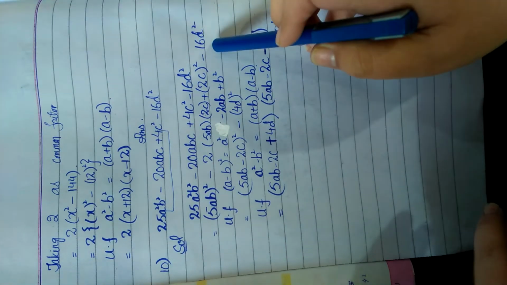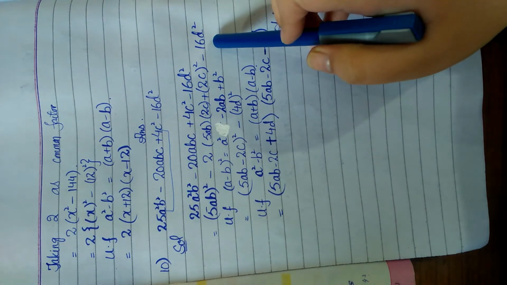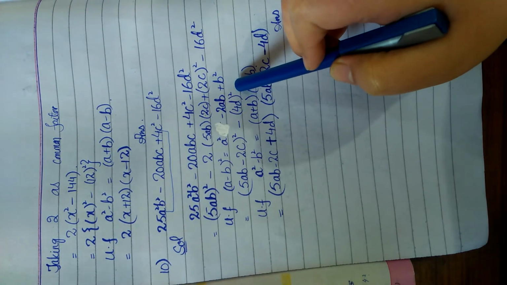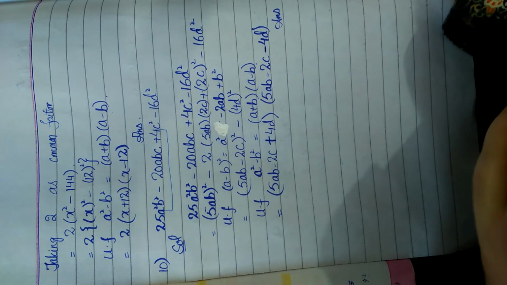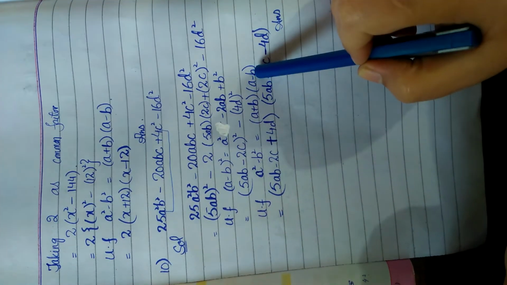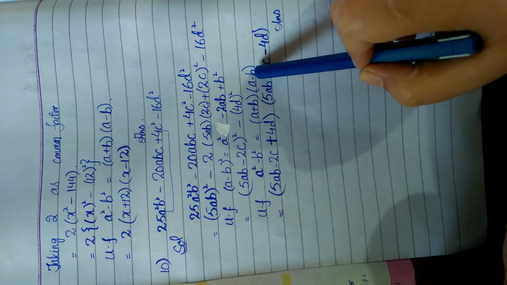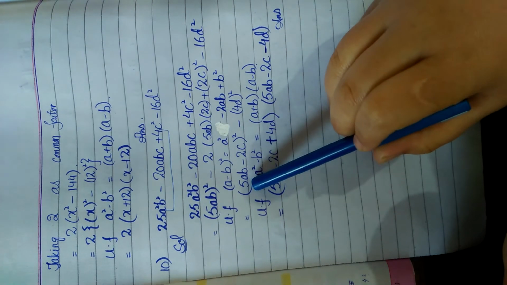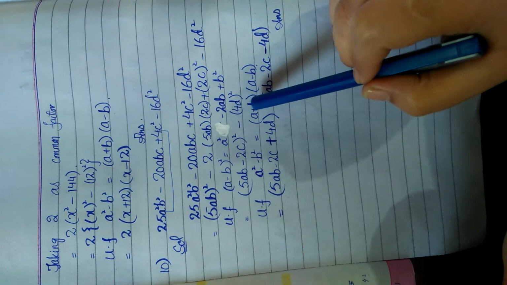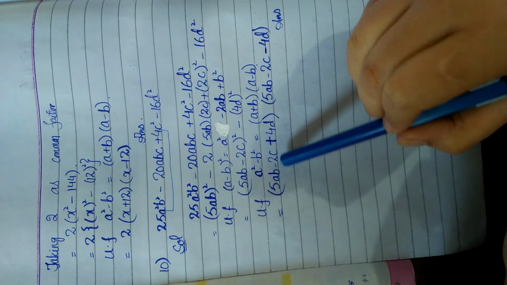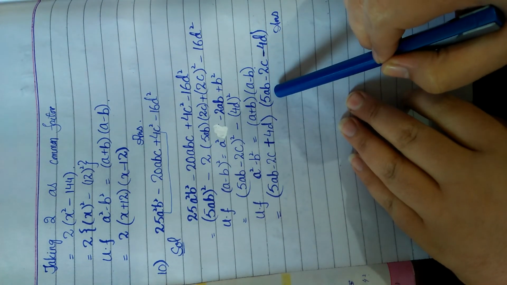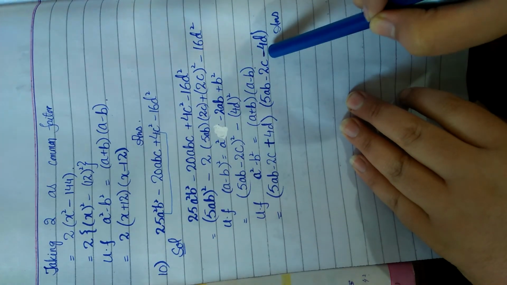Now minus, as we know that 16 is the perfect square of 4 and d is already a perfect square, so it will become (4d) whole square. Again using the second formula, that is a square minus b square equals (a plus b) and (a minus b). Here we have a as 5ab minus 2c and b as 4d. So a plus b will be 5ab minus 2c plus 4d, and a minus b will be 5ab minus 2c minus 4d.